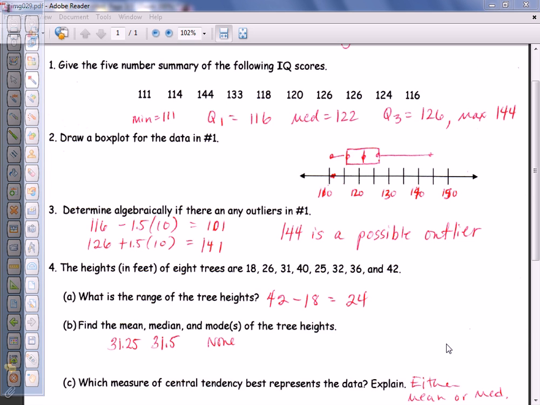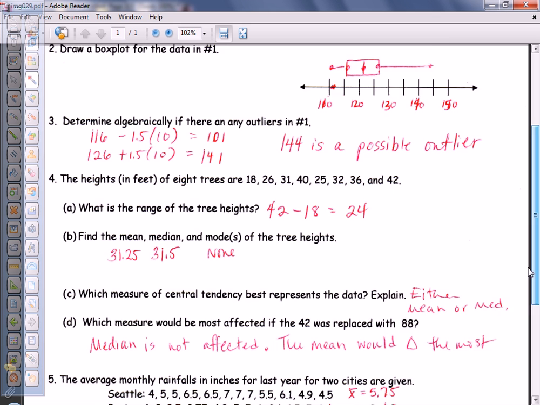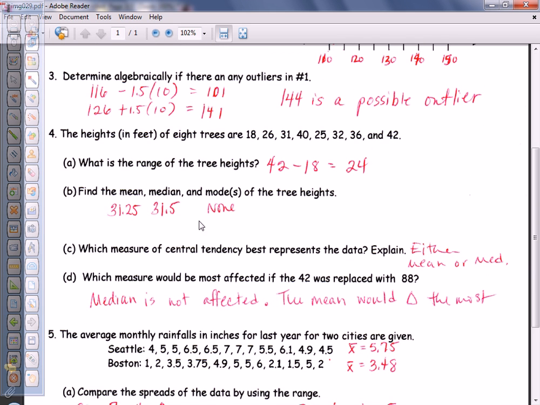So we have the range on number 4. We have the mean, median, and mode. Now, which measure of central tendency best describes or best represents the data? You can go with either. They're really, really close. Just have a good justification for why you picked the one you picked.